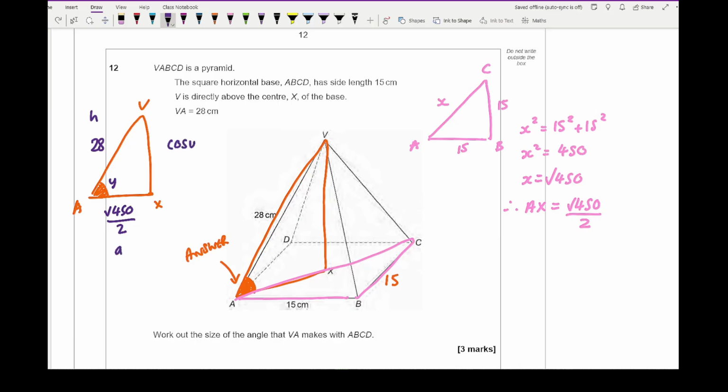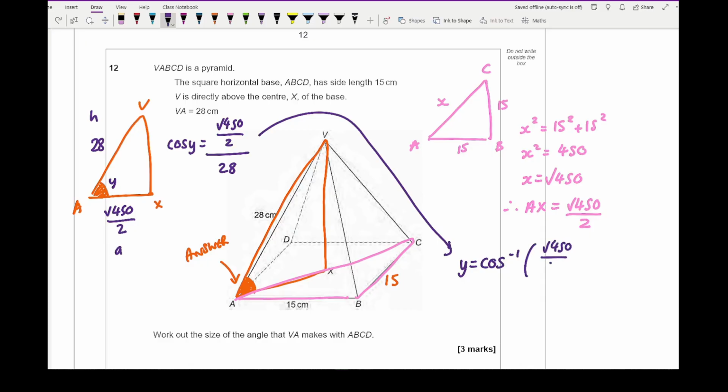So cos y equals root 450 over 2, all divided by 28. So what that then means, and let me just do this over here so I've got more space, is that y is going to equal the inverse cos of root 450 divided by 2 all over 28. Now if you're not sure about how to enter that on the calculator, let me just enter that in now. Let's wait for the calculator to load.